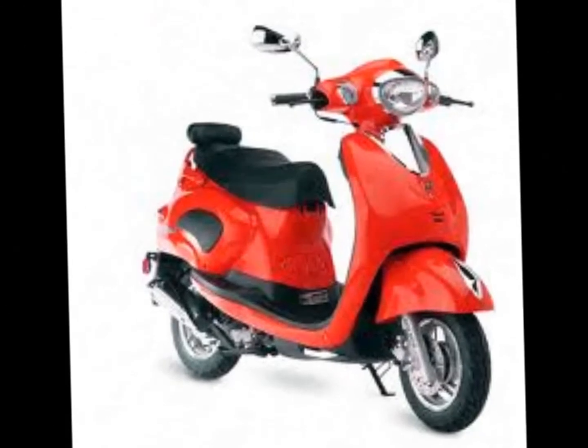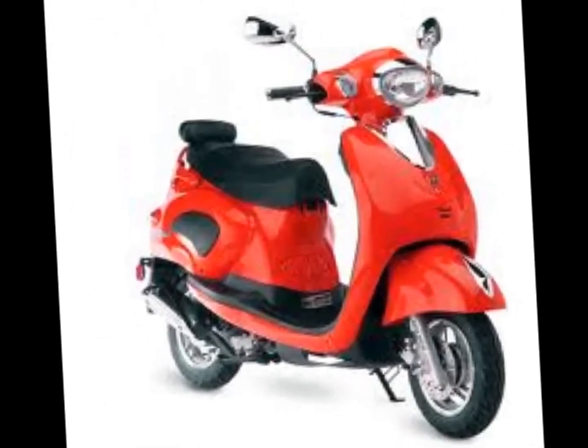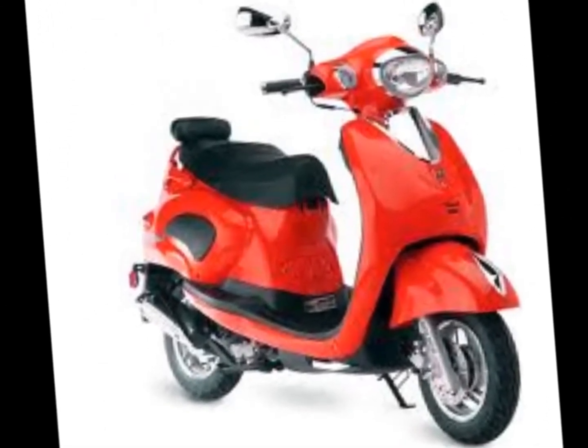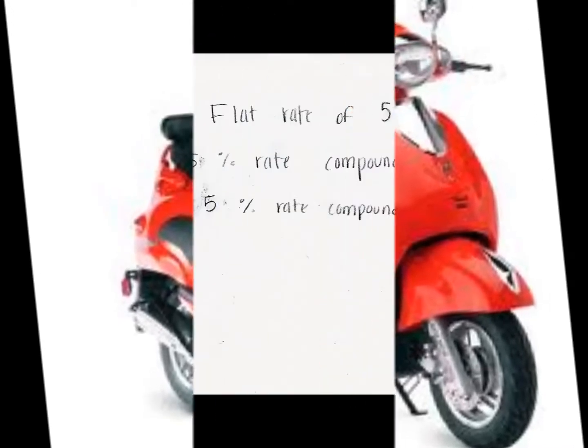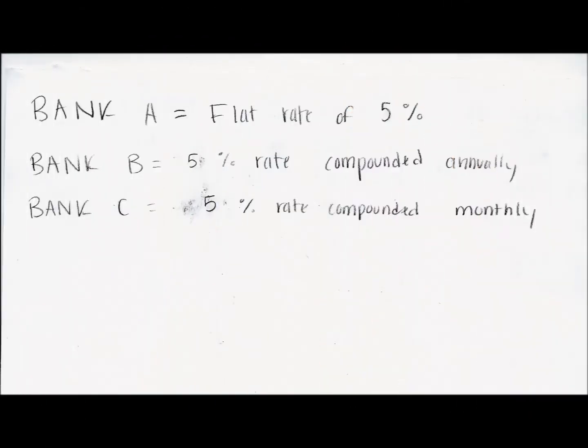Hannah wants to save up enough money to purchase a $500 moped. She's considering which account will need the smallest starting principal amount. Bank A has a flat rate of 5% annually. Bank B offers a rate of 5% compounded annually. Bank C has a rate of 5% compounded monthly. Which bank will allow Hannah to make the smallest principal amount?